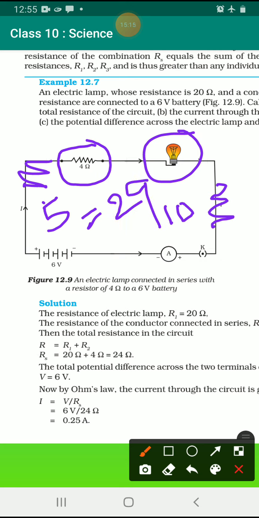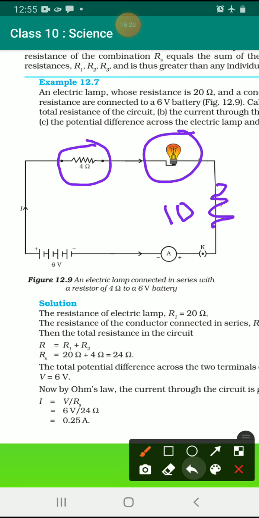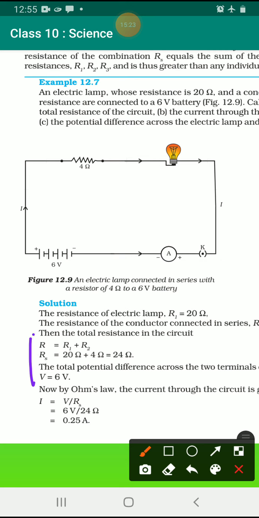But remember, you are not supposed to directly write the answer. First you need to write the formula. Rs is equal to R1 plus R2 plus R3, depending on how many resistors there are. If 3 resistors are given, write R1 plus R2 plus R3. If 2, then R1 plus R2. If 4, then R1 plus R2 plus R3 plus R4. Finally, add all that and write the total sum. Very simple, isn't it?